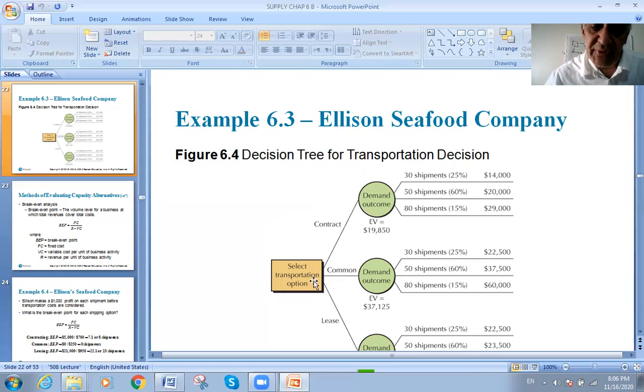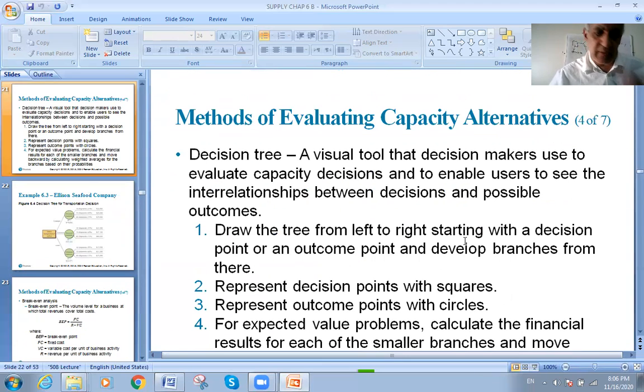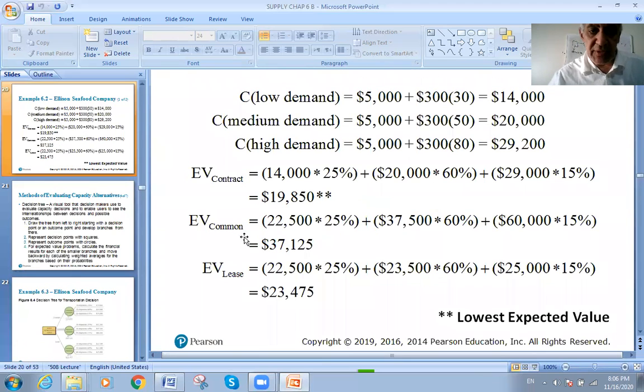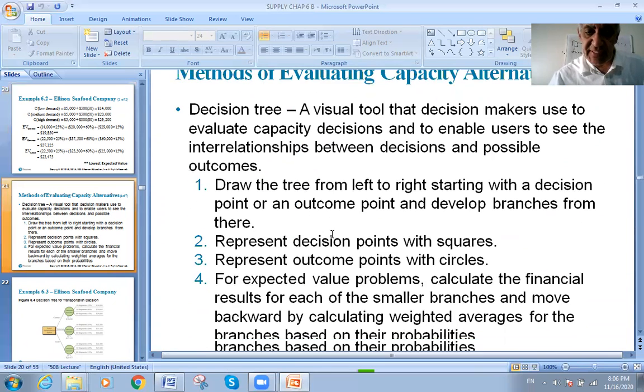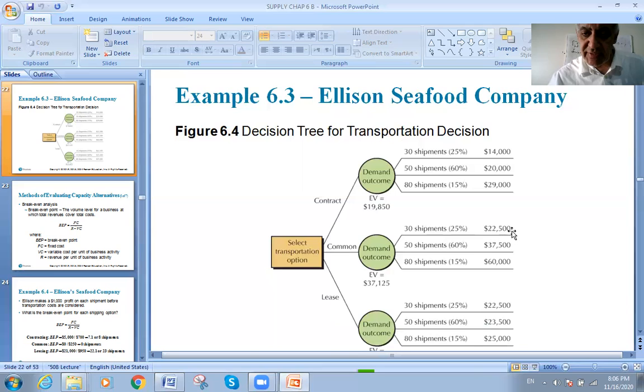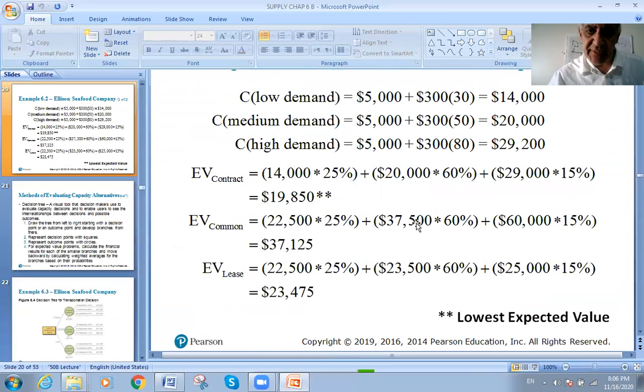Same thing which I did for the contract, I will do for the common. Let's see the common. The common here is 22,500 by 25%, plus 37,500 times 60%, plus 60,000 times 15%. The same thing here.